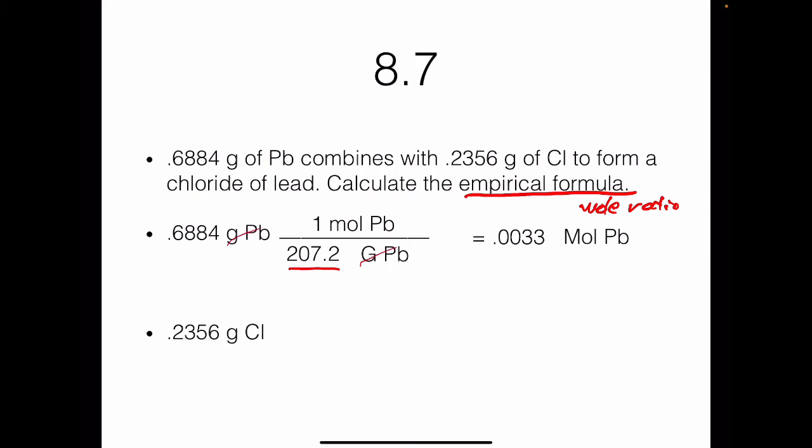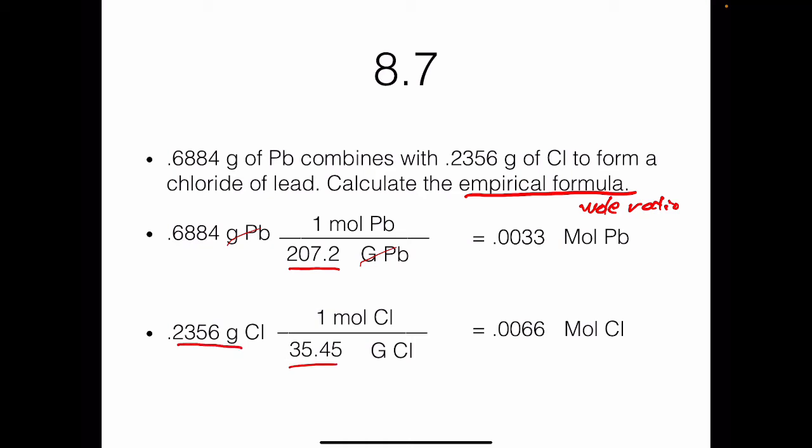Now, if we're finding a mole ratio, we need to know how many moles of the other element we have available. So 0.2356 grams of chlorine, again, using the molar mass from the periodic table, and that is 35.45 grams of chlorine per 1 mole of chlorine. And then this gives us a total of 0.0066. If you're getting these answers wrong for number of moles of each element, make sure you're putting it into your calculator correctly. It's always the number we start with divided by the number on the bottom. And since the 1 is on the top, we can ignore the 1.